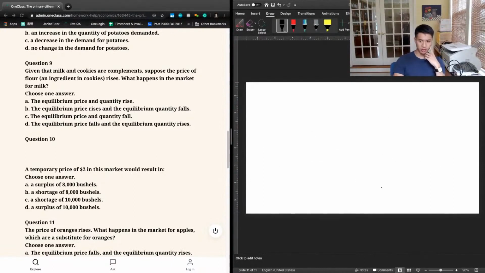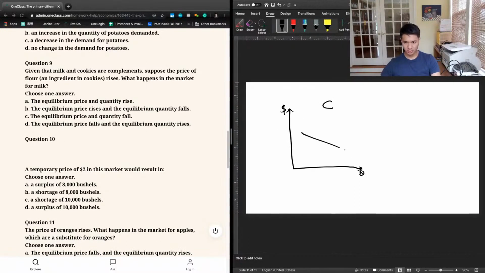So we're dealing again with complements, but in the opposite direction. Let's draw this out. We're going to start with the cookie market. So we have price and quantity, demand and supply. Given that milk and cookies are complements, suppose that the price of flour, which is an ingredient in cookies, rises. So this is the cookie market. You increase the price of flour. What it means is that input prices for cookies have gone up, and that leads to a decrease in overall supply, right? Your input prices go up, your overall supply is going to go down.